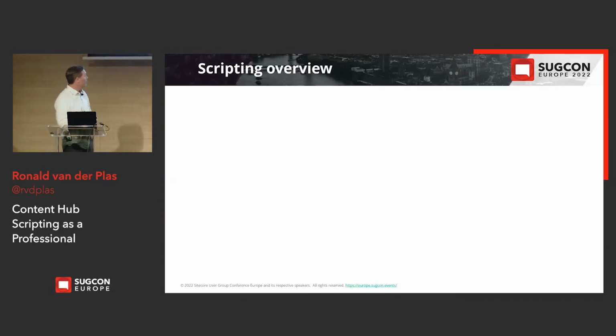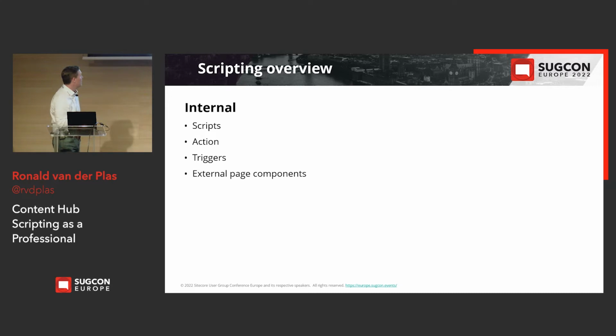Before we dive in, let's first take a look at what the scripting looks like in Content Hub. Basically, we have two parts. We have the internal part on the left and the external part on the right. The internal part consists of scripts, actions, triggers, and external page components. And with those 4 things, you can do basically anything that you want within Content Hub.